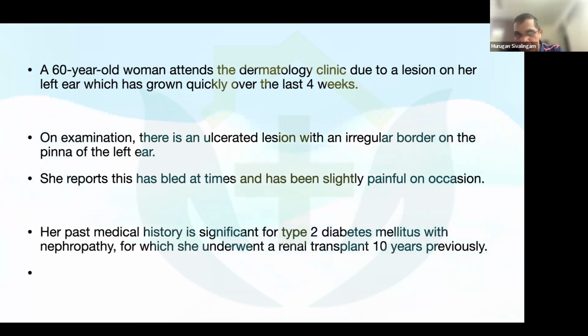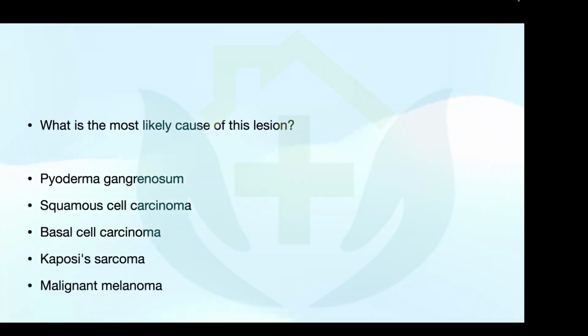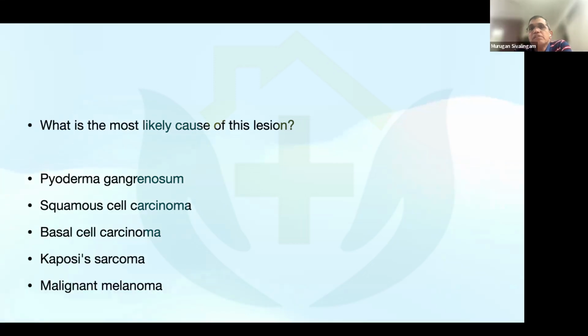Okay, so it's a lady who's immunocompromised or immunosuppressed, who is also diabetic, so two major risk factors, now comes in with a lesion in the ear, which is bleeding at times and also painful. So it's in the ear or pinna. That's what she's got. So what is the most likely cause of this lesion? Squamous cell carcinoma. Is there anything else which is possible?